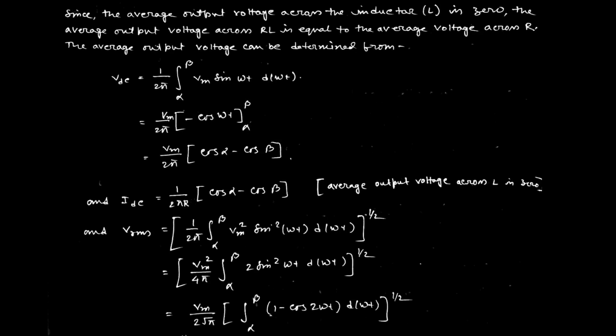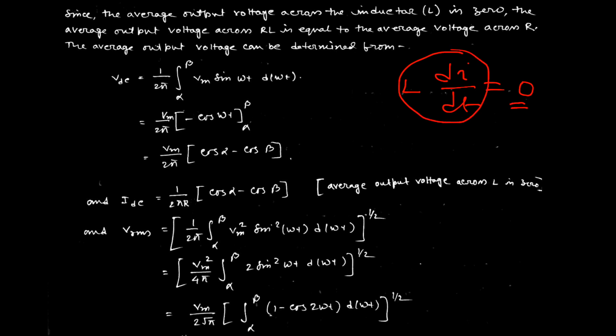Since the average voltage across the inductor is 0, what does that mean? Under steady state operation, the average voltage is defined by L di/dt. If we consider the current I to be constant in steady state operation, the derivative of a constant gives 0, right? That means under steady state operation, the average voltage across the inductor is 0.